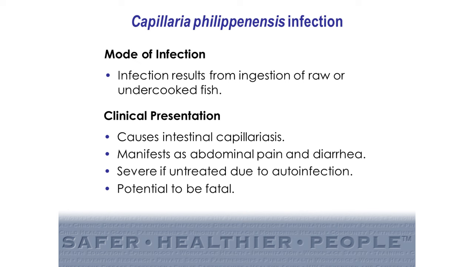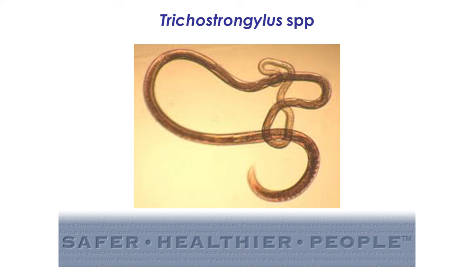We just have a couple more slides. Trichostrongylus species. These are primarily parasites of animals. However, several species have been known to infect man, including Trichostrongylus orientalis, Trichostrongylus colubriformis, and Trichostrongylus axei.